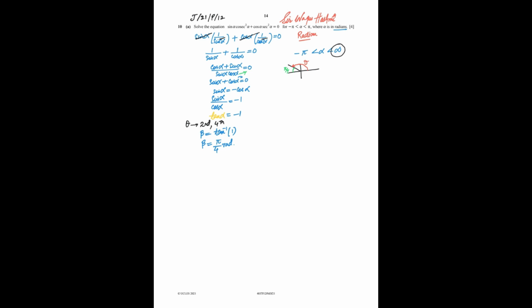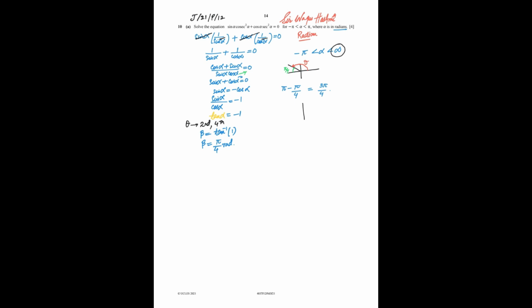So in terms of pi, 180 degrees is basically pi, right? So it will be pi minus pi over 4. When you take LCM, you will get 3 pi over 4. So that is your first value of the angle when we go in the positive direction.